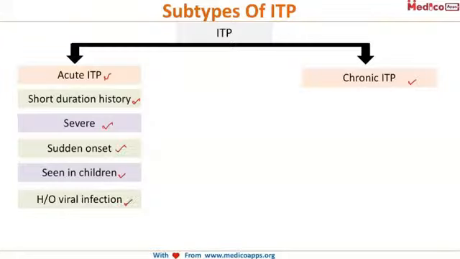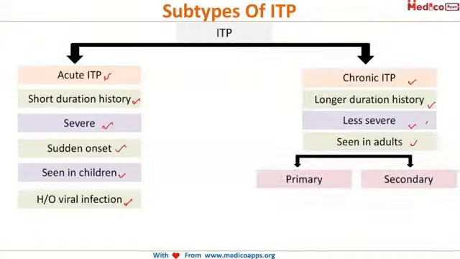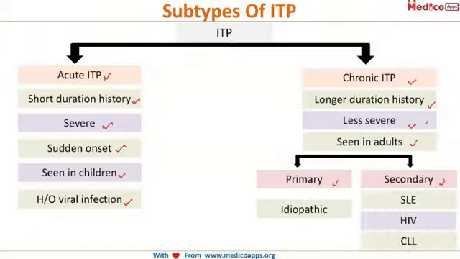It is most commonly seen in children, and this condition is usually associated with a history of viral infection. Now moving on to chronic ITP, it is a condition which has a long duration history, and it is usually less severe, and it is most commonly seen in adults. Chronic ITP is mainly of two types, that is primary and secondary. The primary type is usually idiopathic, and the secondary type is usually associated with conditions like SLE, HIV and chronic lymphocytic leukemia.